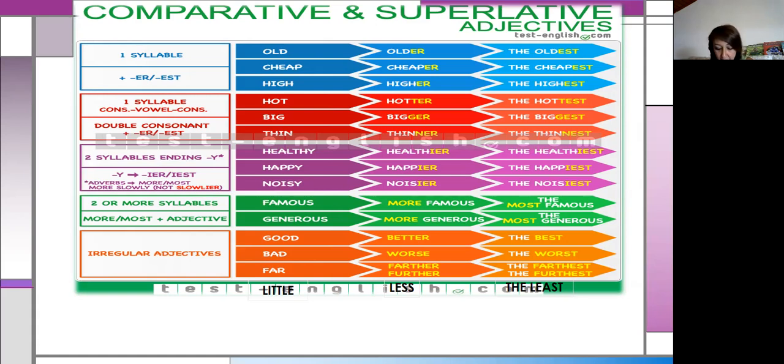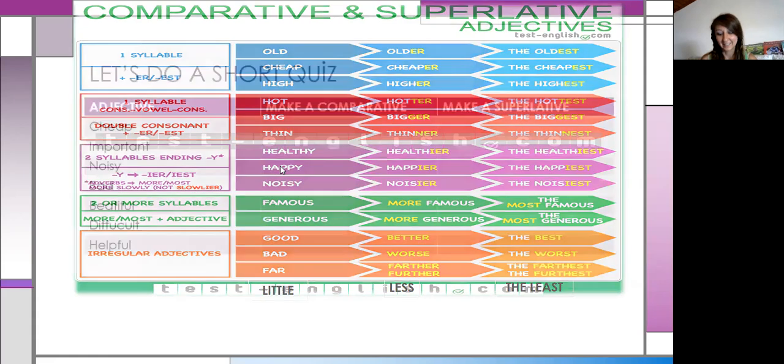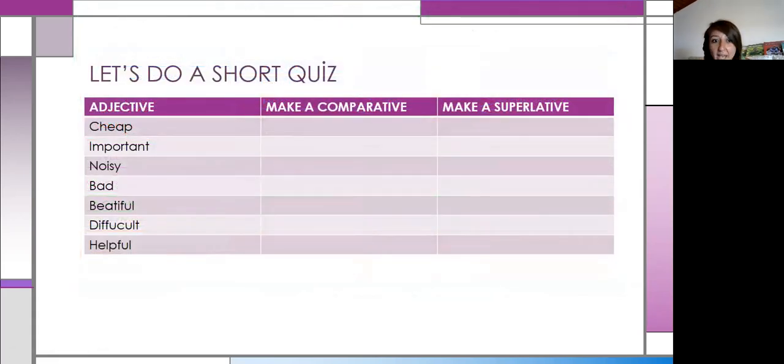Okay. And let's check how much you understand by doing a short quiz. Okay, let's do a short quiz. Adjectives: cheap, important, noisy, bad, beautiful, difficult, and helpful. Make a comparative and make a superlative. Okay, you got it. Now let's start.